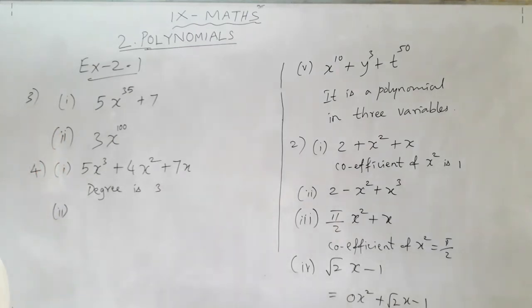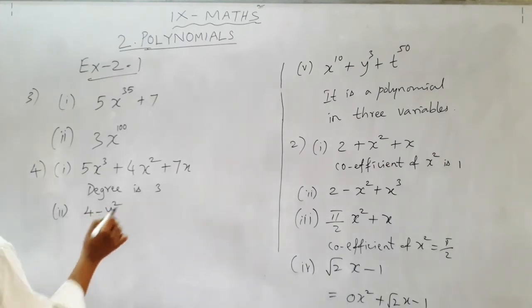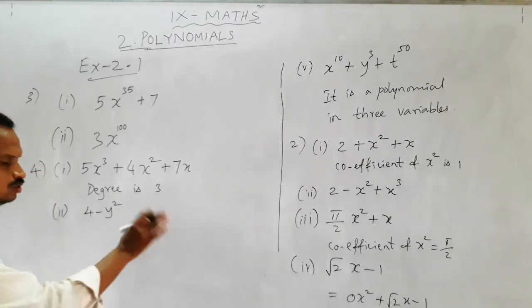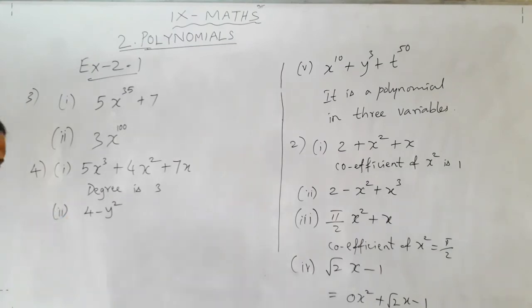What is that? 4 minus y square. So the degree is 2 because the variable is y whose degree is 2. So the answer, the degree, is 2. Clear? Like that we have to solve.